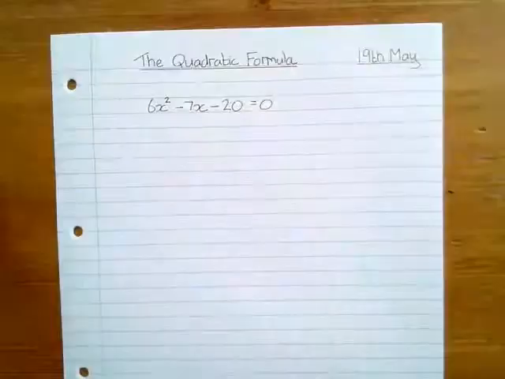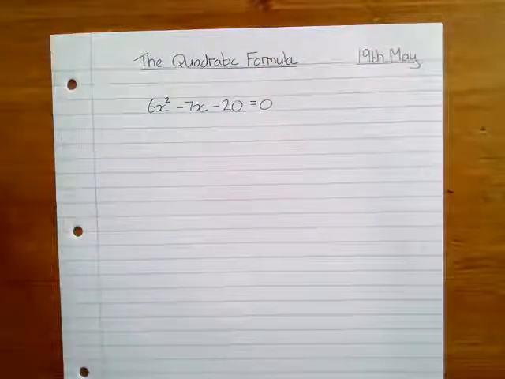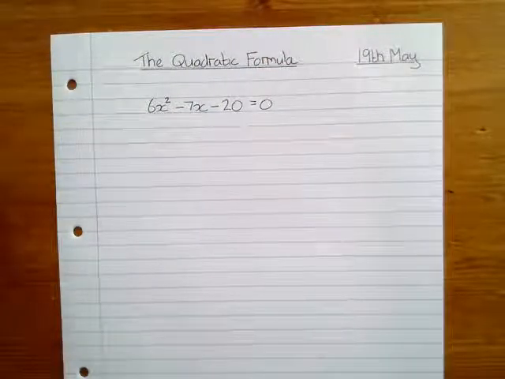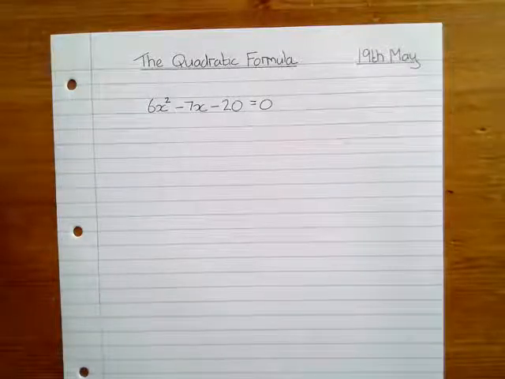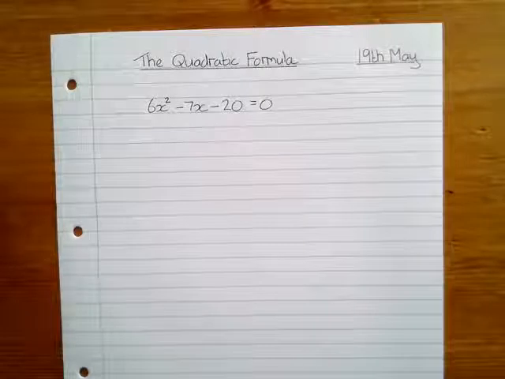So there's the equation. 6x squared minus 7x minus 20 equals 0. And the question is, what is the value of x? Or in this case, what are the values of x? There are 2 of them.